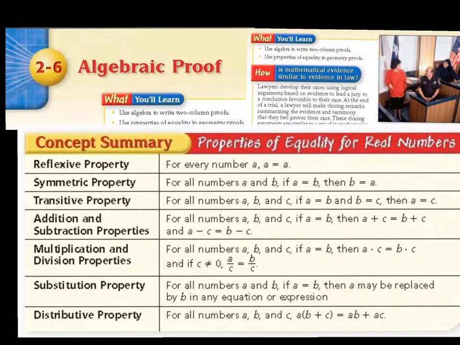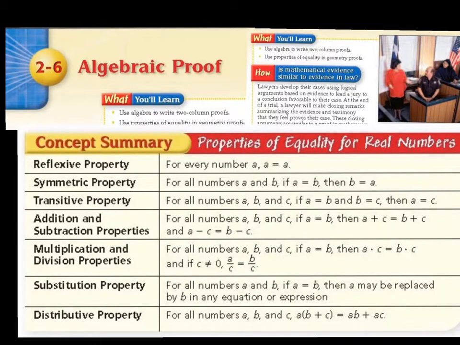Addition and subtraction properties. For all numbers a, b, and c, if a equals b, then a plus c equals b plus c, and a minus c equals b minus c. The multiplication and division properties. For all numbers a, b, and c, if a equals b, then a times c equals b times c, and if c does not equal 0, then a divided by c equals b divided by c.